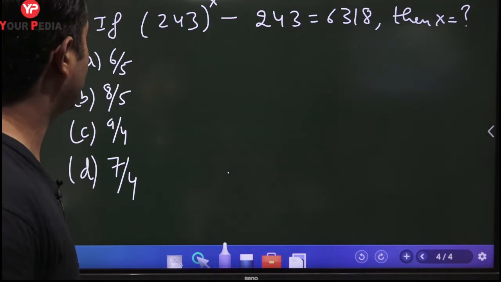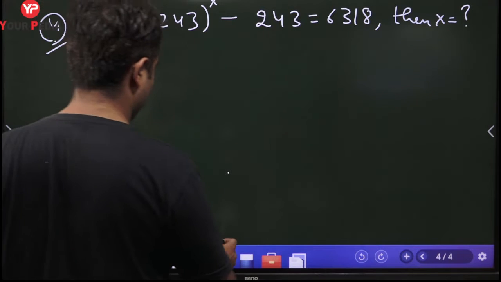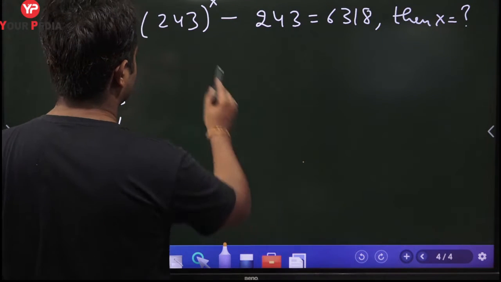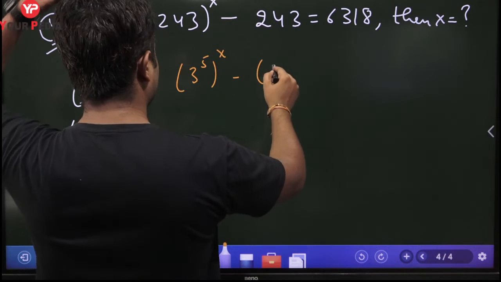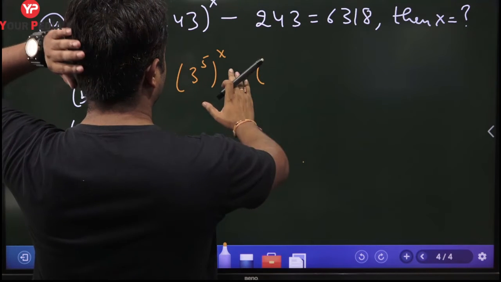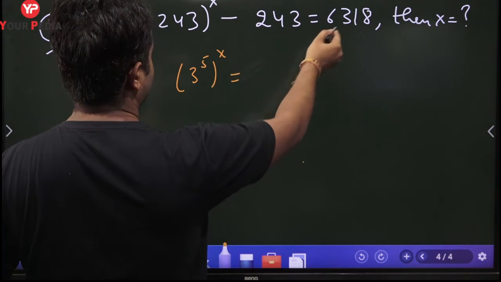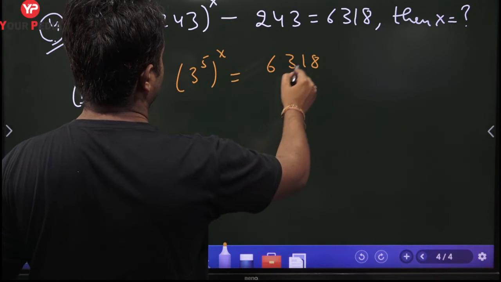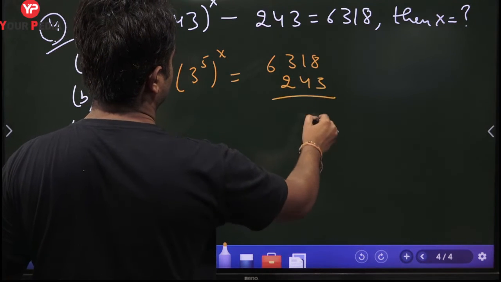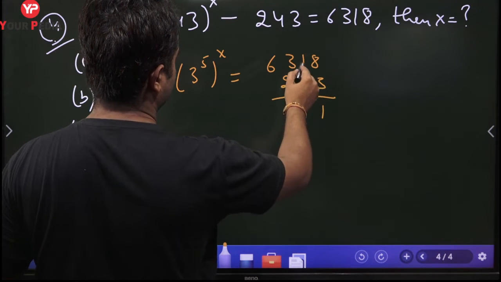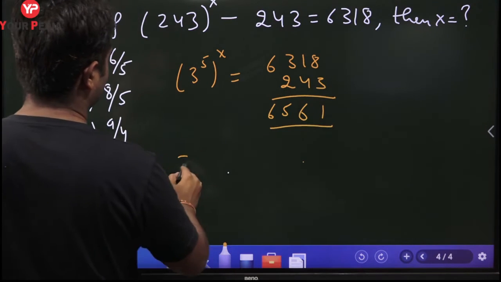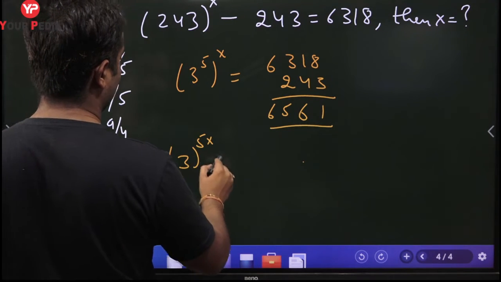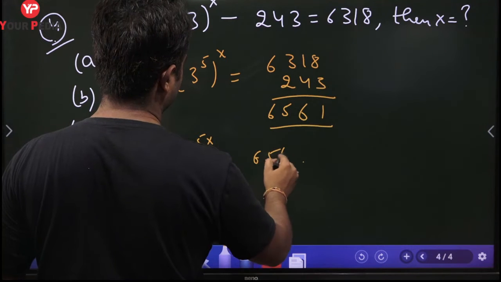Yes, so I think I can solve this question very easily. 3 power 5 raised to power x minus, okay, so just add it, 6318 plus 243, that is 6561. So 3 raised to power 5x is equal to 6561.